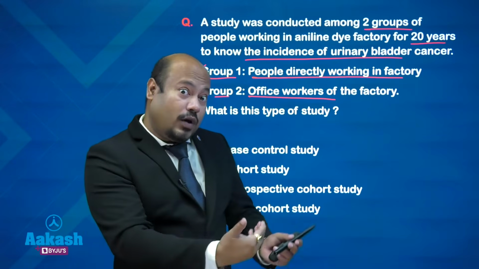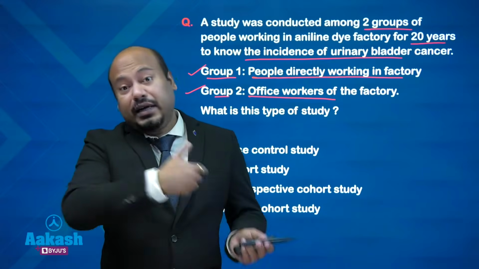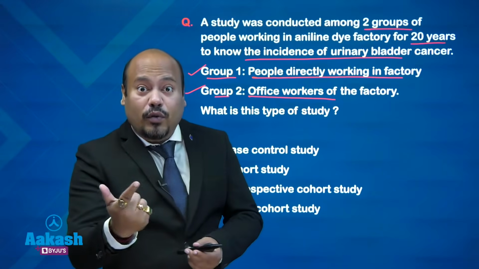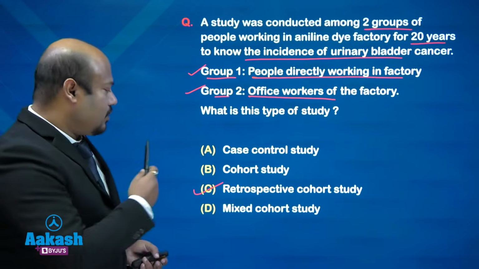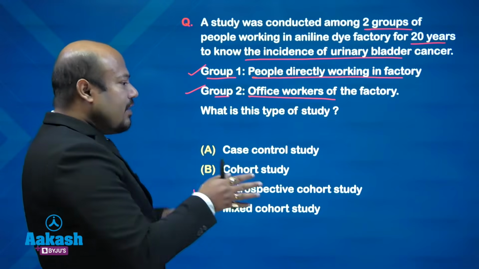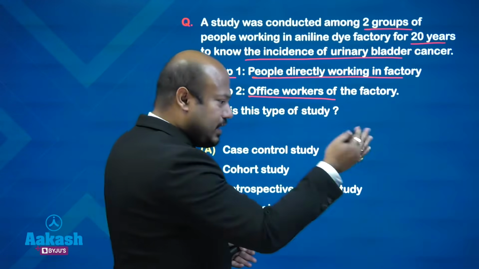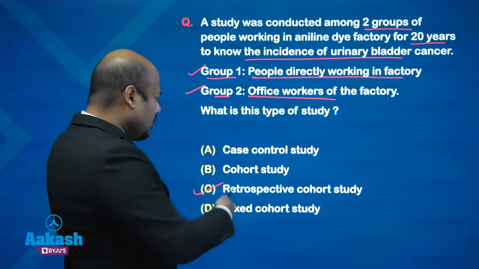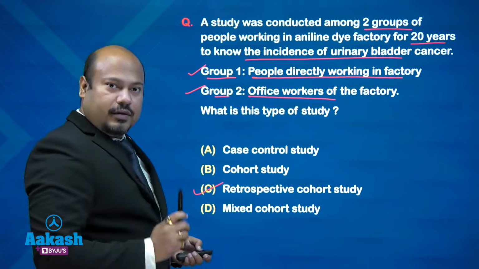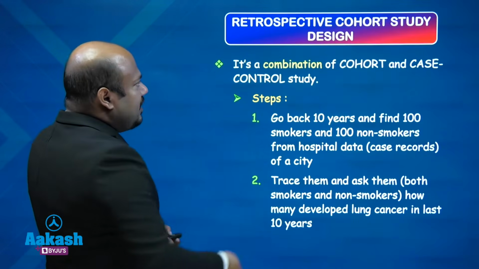So let me track them for another 15 years in the future and see whether they will develop the cancer or not. That will be what? Mixed cohort study. Okay. Because we are not having any future element, we are going to the past and then present, not to the future. So it will be what? Retrospective cohort. Clear? So I have given you one retrospective cohort study design.